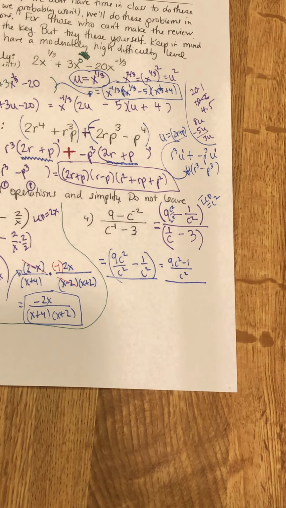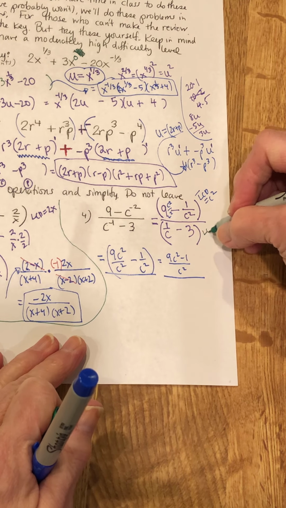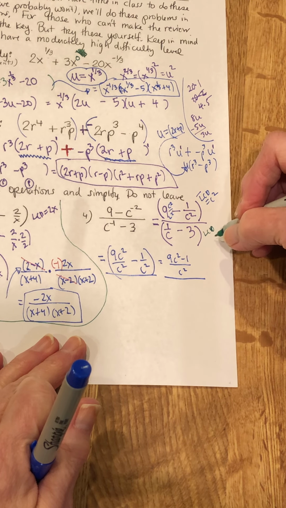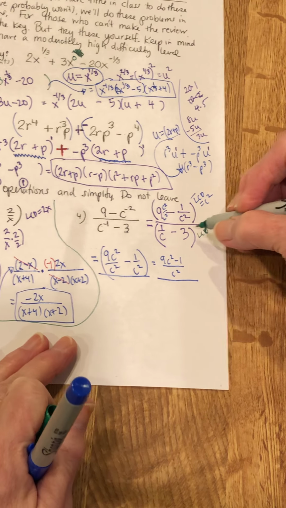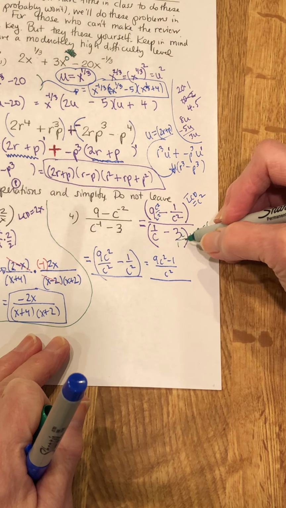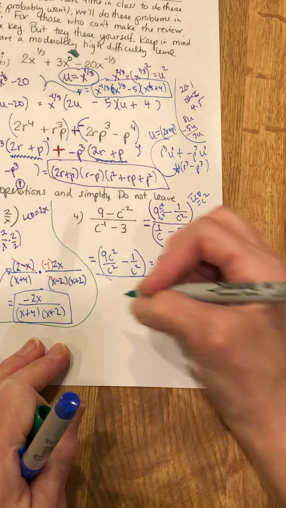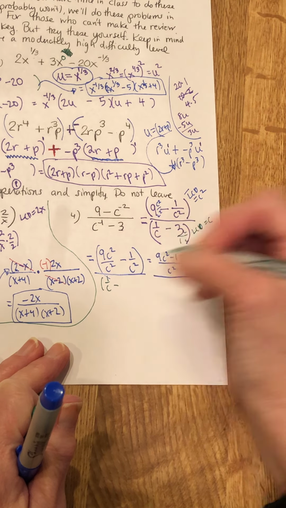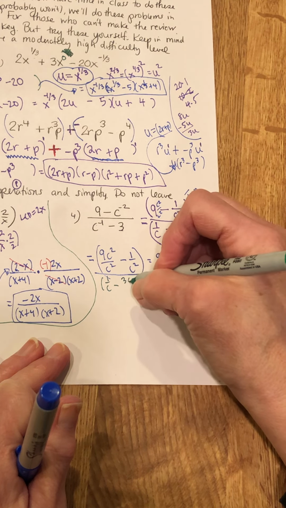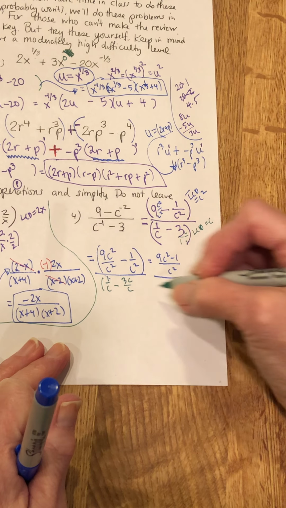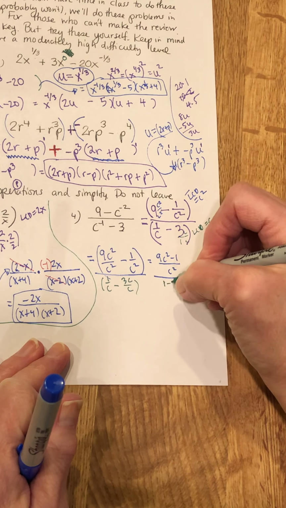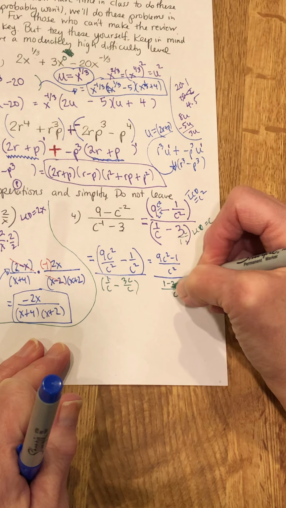The denominator, the LCD is c. That's the only denominator in town. So the LCD is just c. And I would multiply the 3 over 1 by c over c. So this is going to be 1 over c minus 3c over c. So this is going to be 1 minus 3c all over c.